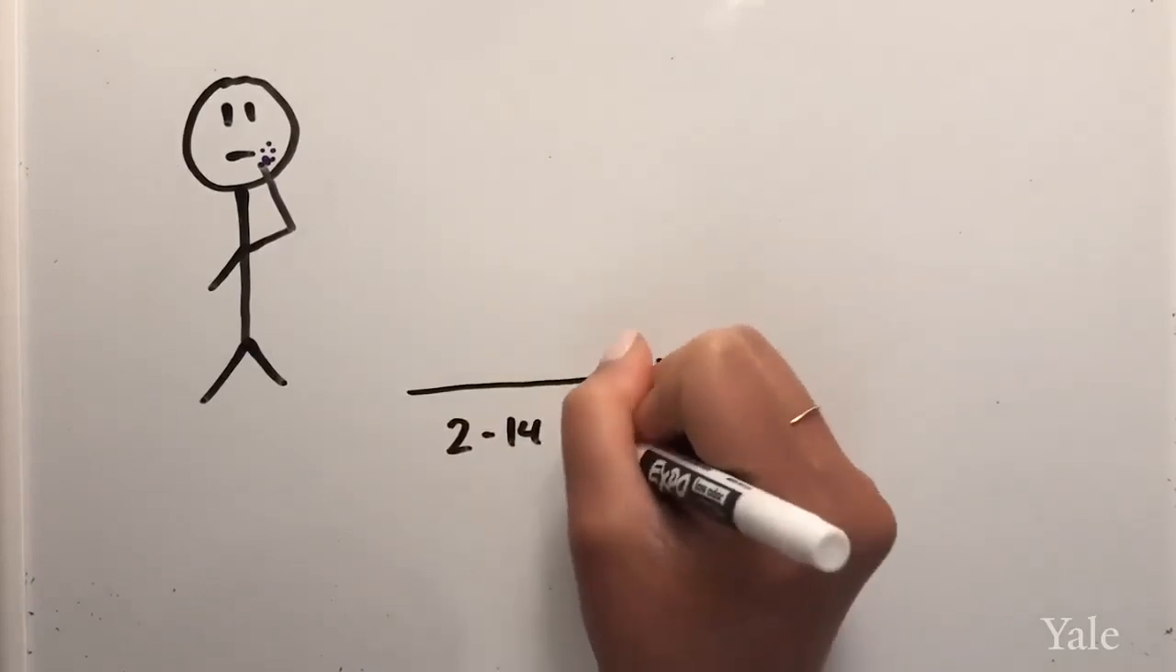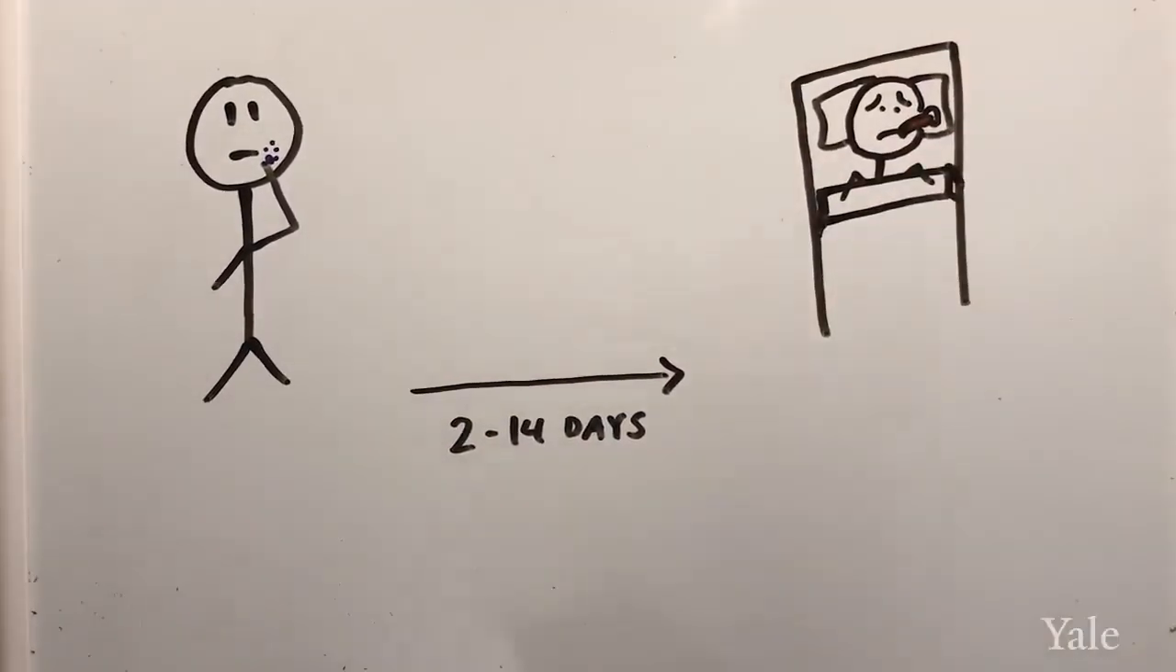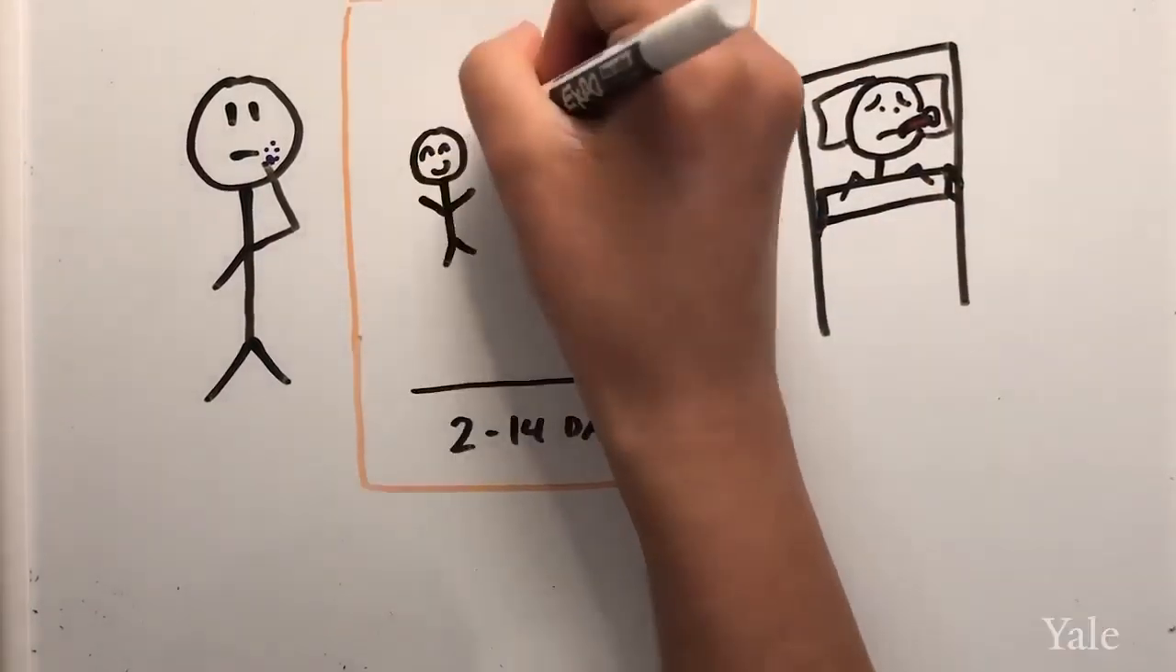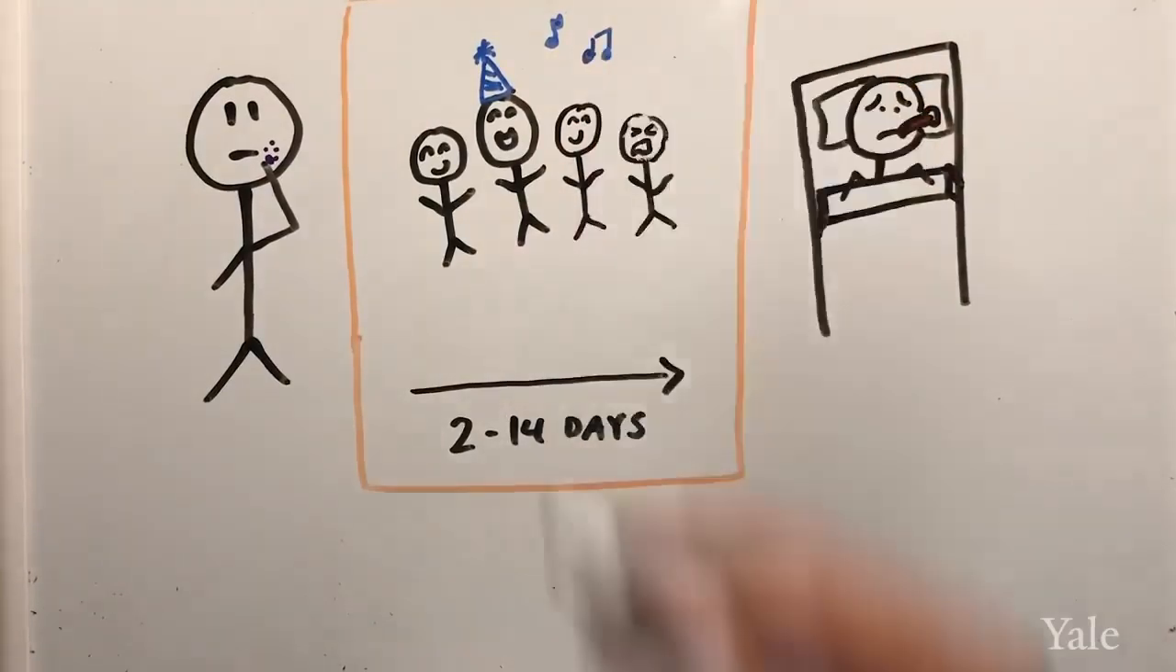The incubation period is the time of infection to appearance of symptoms, and it can be anywhere from 2 to 14 days. This means you could be infected and show no symptoms, but if you're not social distancing, you will go on to infect others without even knowing you're sick yet.